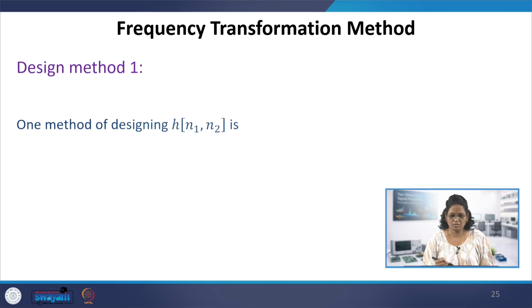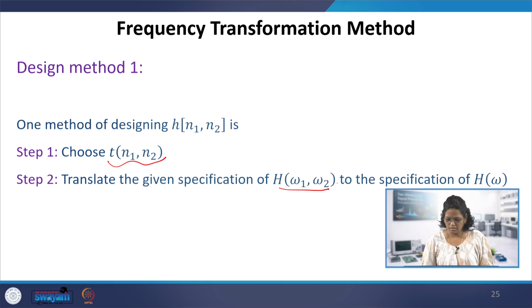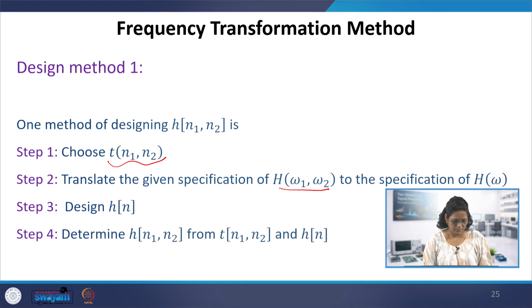To consolidate the method we discussed here: first, choose T of n1 comma n2 from the transformation function, and take the specifications given for h of omega 1 omega 2 and translate them to h of omega. Then design h of n using the window method, the Parks-McClellan method, or any of the 1D filter design methods. Using this h of n and the transformation function T of n1 comma n2 with its region of support, we can get the h of n1 comma n2.